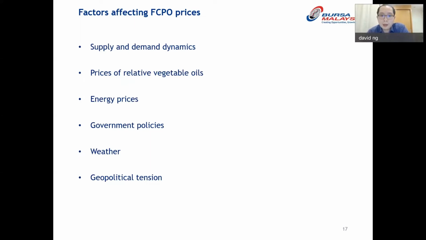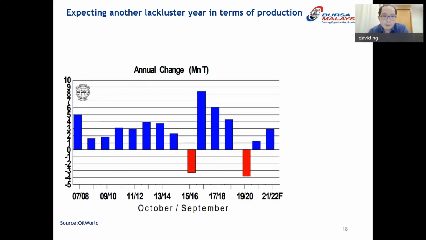Geopolitical tension, needless to say, I think the Ukraine and Russia conflict is having a lot of impact on the market, and that is going to create a lot of tension, especially in the vegetable oil space. And as a result, palm oil is benefiting from all this tension that is happening around the region.